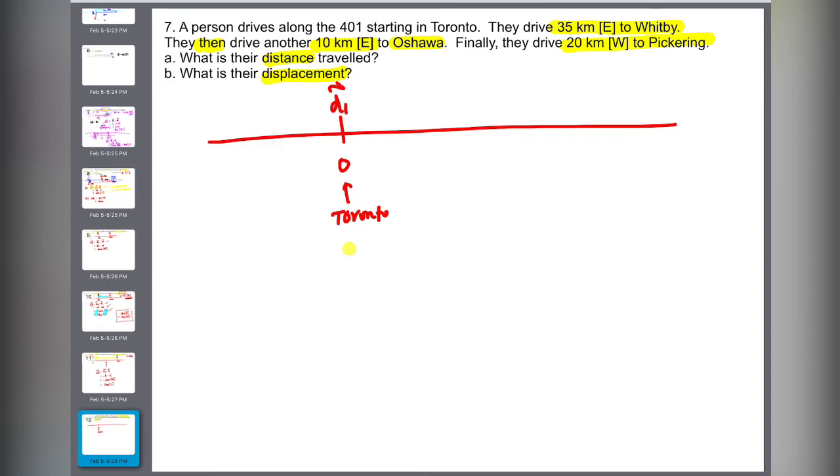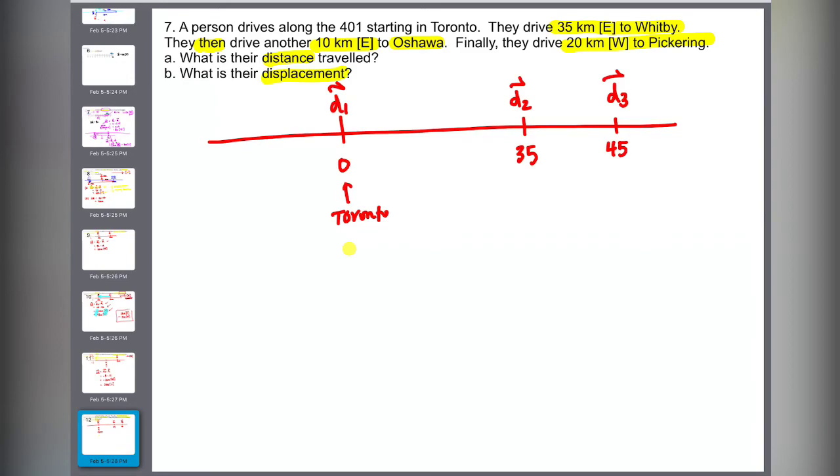This is your D1. They drive 35 meters east to Whitby. This is their D2. And then they drive another 10 kilometers to Oshawa. Where is he now? I'm not going to write 10. I need to go back to the number line, right? If I was at 35, I travel another 10. This is now my D3. I'm using like 1, 2, 3, 4. The last number is like your final one. Okay, this is my D3. I am at 45. Do you see that?